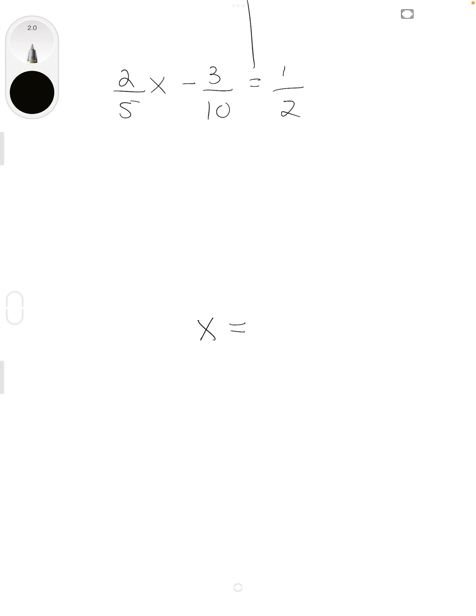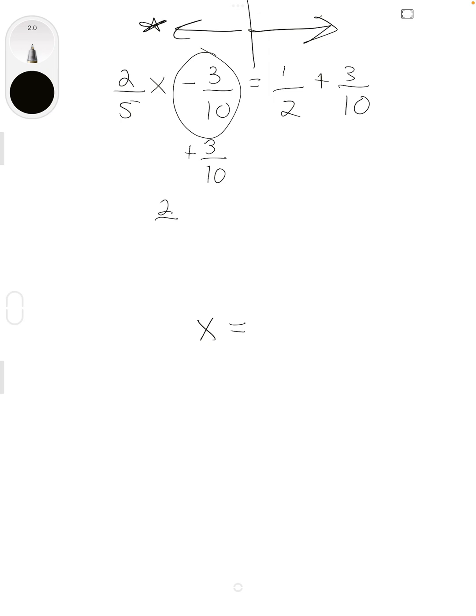You should be looking at this thing saying, you've got a left side, you've got a right side. Okay, where's the x? It's over here. So what else is over here? Well, I have a negative 3/10. How do I get rid of negative 3/10? Well, if I add 3/10, what's negative 3/10 plus positive 3/10? 0. But if I add it to the left, I'm going to add it to the right. And so now I have 2/5 x equals this thing.